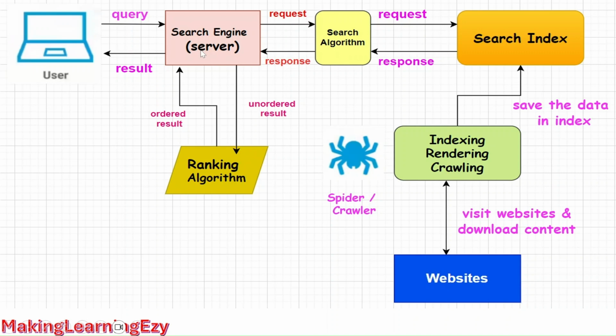Once search engine gets the ordered result, then it gives to the browser and browser displays those records to the user. If the response returned by the search algorithm is empty, then search engine directly gives it to the browser to display no record found.